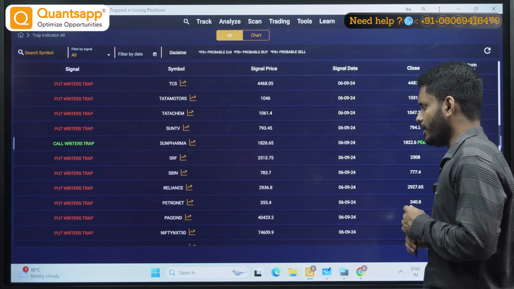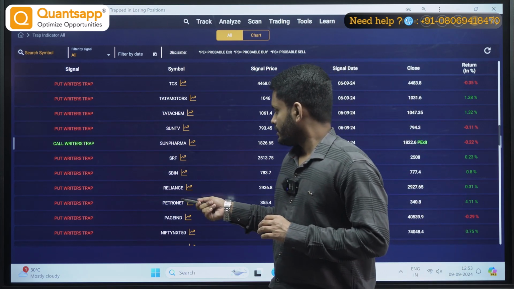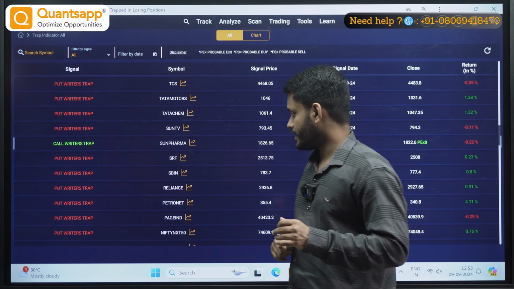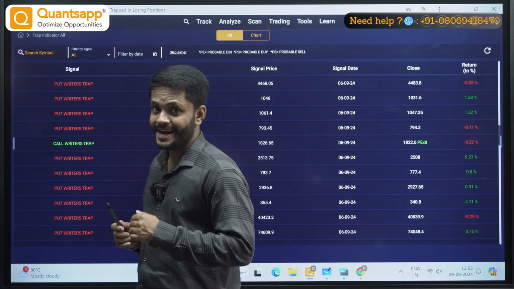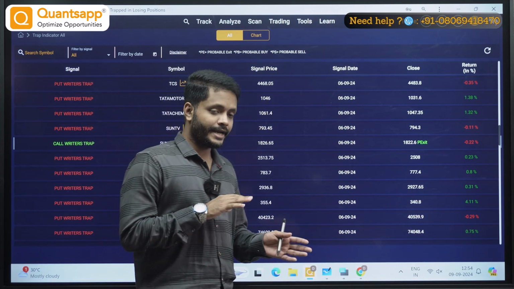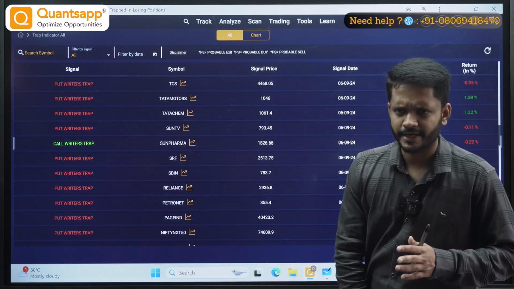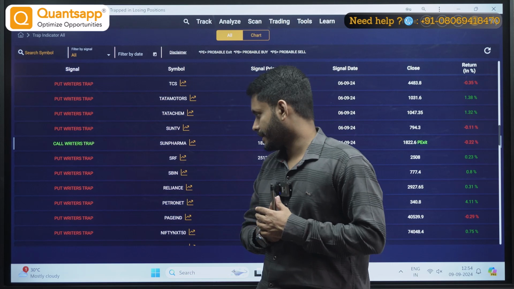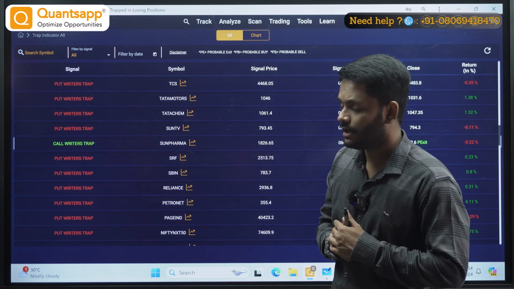Okay, now say on 6th September I received a put writer trap on Petronet, so I am supposed to take a trade on the next day. So on 7th and 8th the market was closed, so on 9th, technically, you could have taken a bearish trade. Now when to take a trade is the question, and how to take a trade is the question.